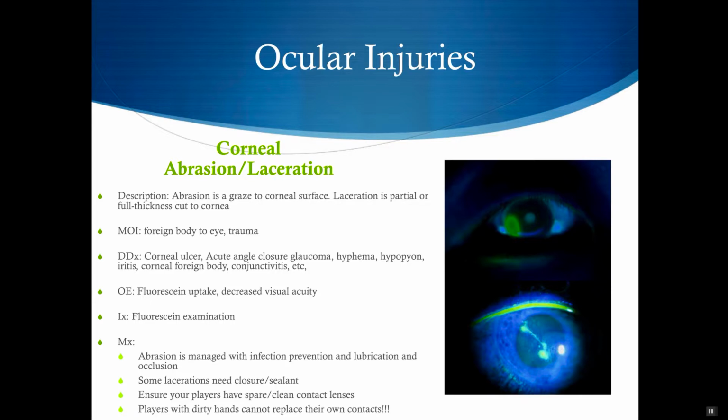In terms of management, generally speaking, you want to protect that eye. You may give them some lubrication. You can give them some antibiotics, such as Vigamox eye drops, which is essentially moxifloxacin, and you want to have them see an ophthalmologist for further assessment. Once again, similar to the tongue and oral mucosa, these heal quite quickly, but can be quite uncomfortable for the first few days. Make sure that they're not wearing contact lenses in the interim.